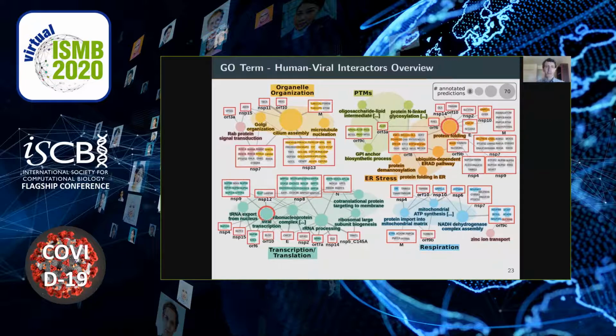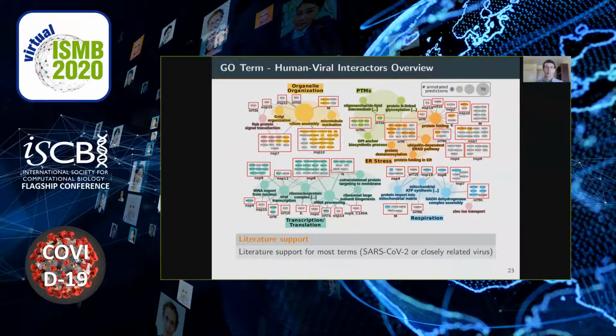Then to see if there's involvement of these processes in the viral life cycle, we searched the literature for evidence for SARS-CoV-2 or other closely related viruses. And we're happy to report that for most of them, we did find literature evidence. I don't have time to get into our findings for each of these terms, but if you're interested, more information is in our preprint. Today, I'll focus on the endoplasmic reticulum, or ER stress group.